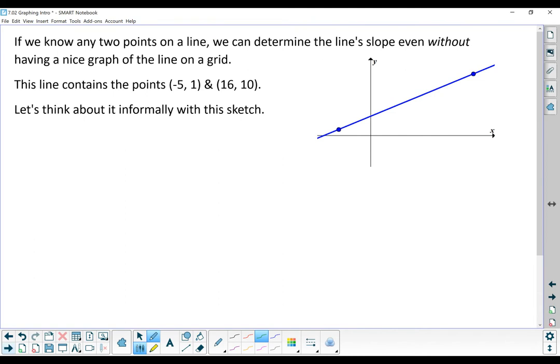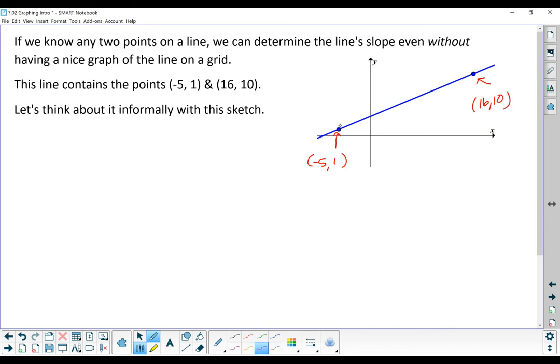If we know any 2 points on a line, we can determine the line slope without having a nice graph of the line on a grid. So we don't have to be able to count how many it goes up and how many it goes over. We can just think about it. So this line contains the point -5, 1, and 16, 10. So we want to try to figure out the slope.